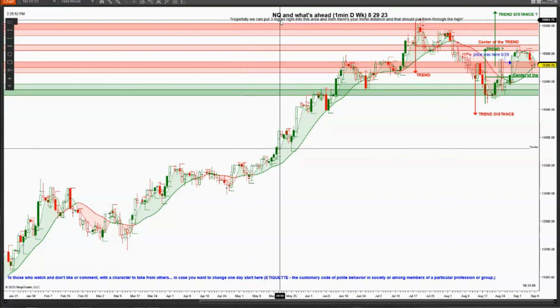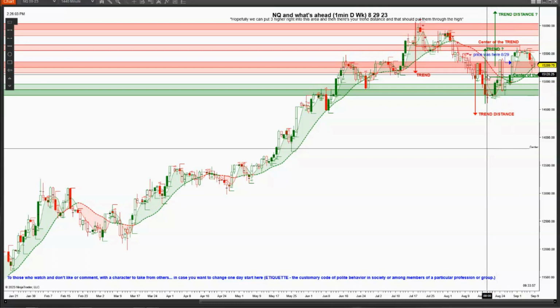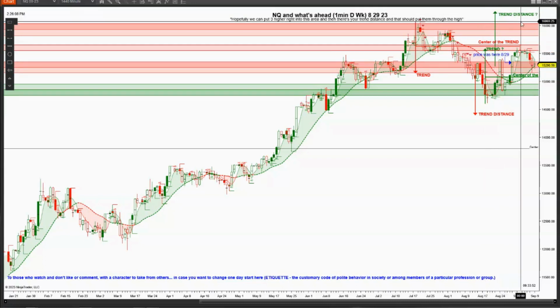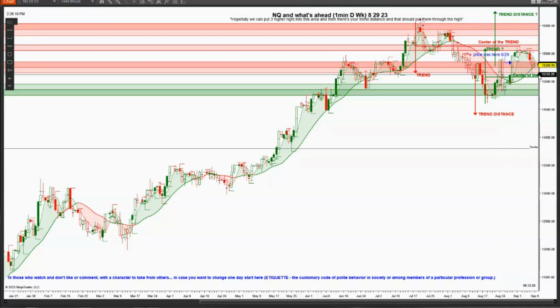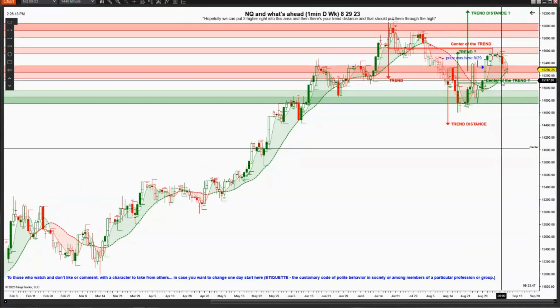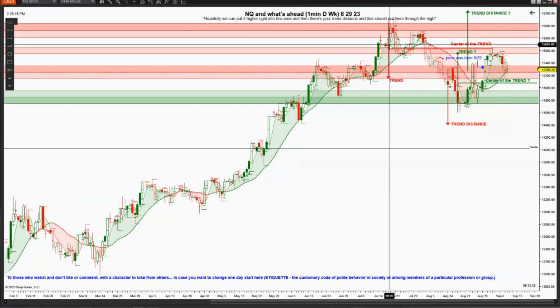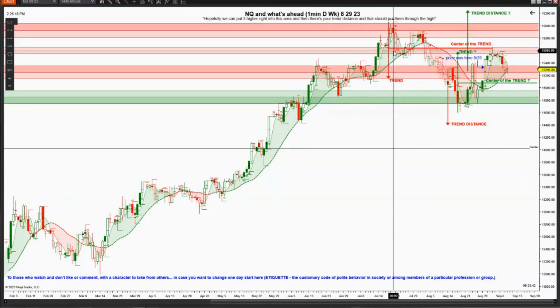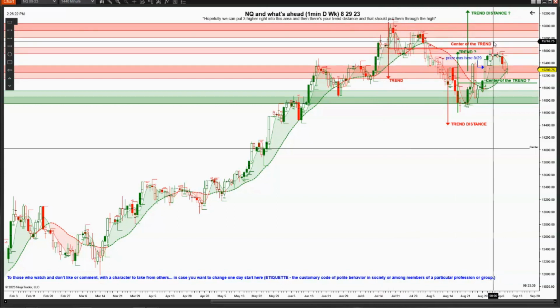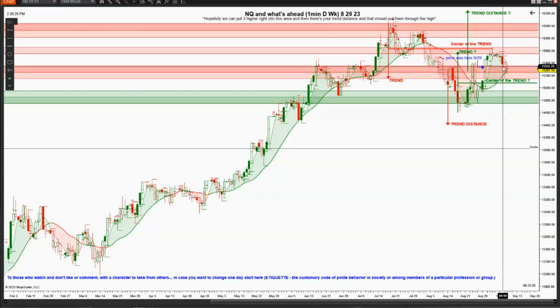Hopefully we can put the three higher into this area, and then there's your trend distance that should put them through that high. And I was pointing directly into this area right here. I tried to project you your trend off that bottom. I tried to give you that, and then there's your trend distance. Now notice I put a question mark beside each one at this point. Now here's the center of your trend. We're going to take a look at that information because this is the center of your trend from the move down. All right. And they ran into that static level, kind of poked their head right outside of it, and then kind of rolled over.